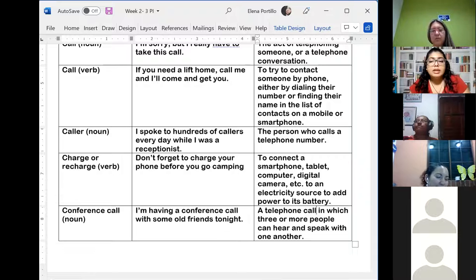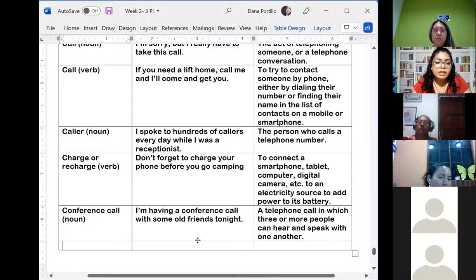Para estas llamadas de conferencia, son aquellas llamadas en las que tres o más personas están en la llamada, en la línea, y pueden escuchar y hablar con la otra persona. Pueden ser muy caóticas, pero existen y se pueden realizar con frecuencia.